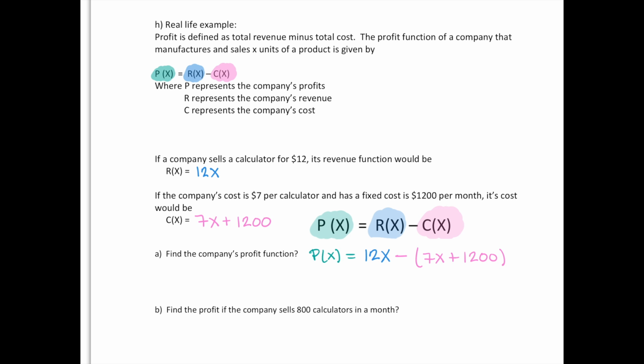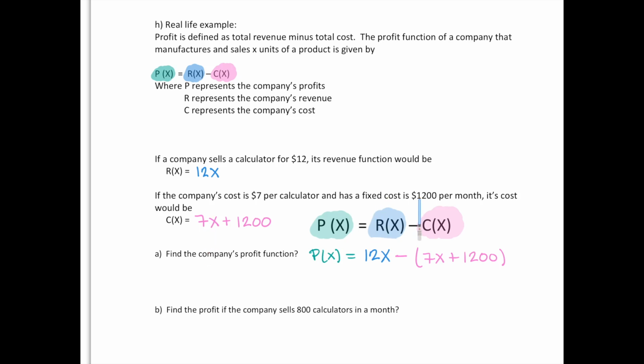In real life, in order for a company to determine its profit, they take their revenue and subtract it by the cost. And so if a company sells a calculator for $12, the revenue is 12 times X, because depending on the number of calculators they sell, they multiply that by 12 to get their revenue. And then the cost, if it costs them $7 per calculator to make, is 7 times X, depending on the number of calculators they make.